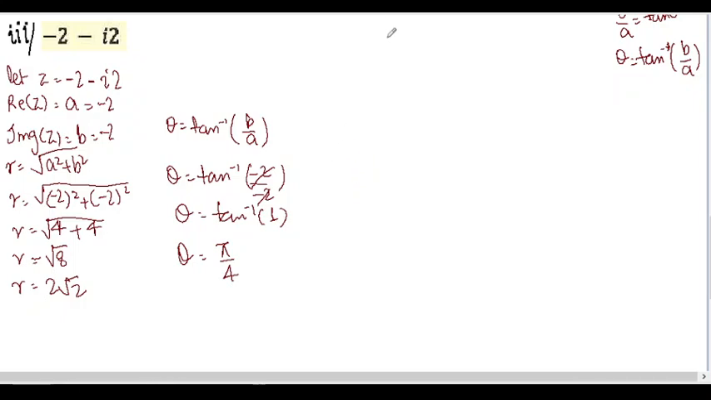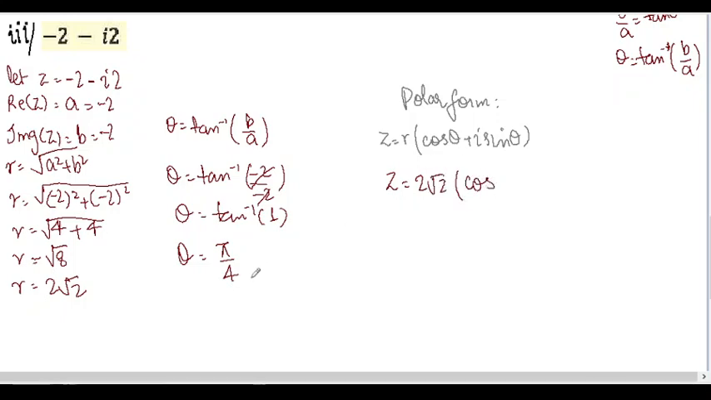Now we are going to use this value in the formula z equals r into cos theta plus iota sin theta in the polar form. Okay, now we are going to put the values of r and theta in this equation. So we get z equals r, which is 2 square root of 2, into cos of theta, which is cos pi by 4, plus iota into sin theta, which is sin pi by 4. This is your answer for part number 3.